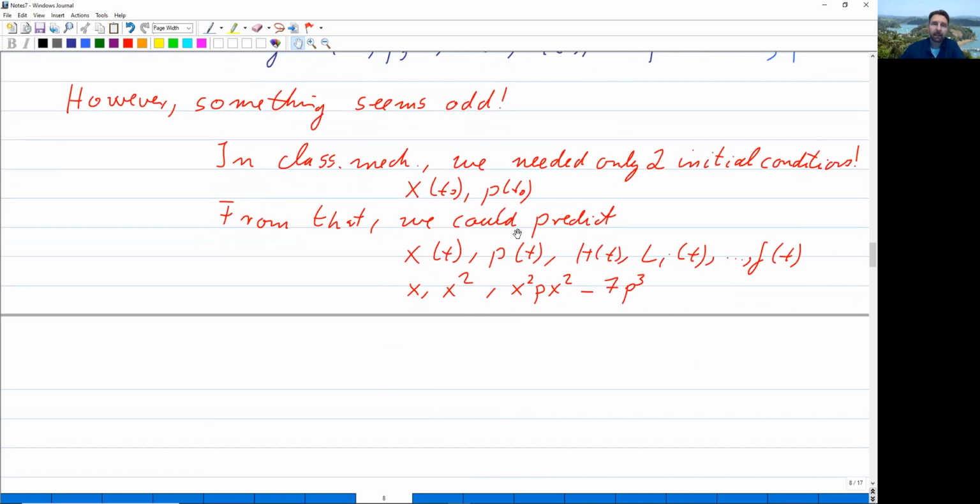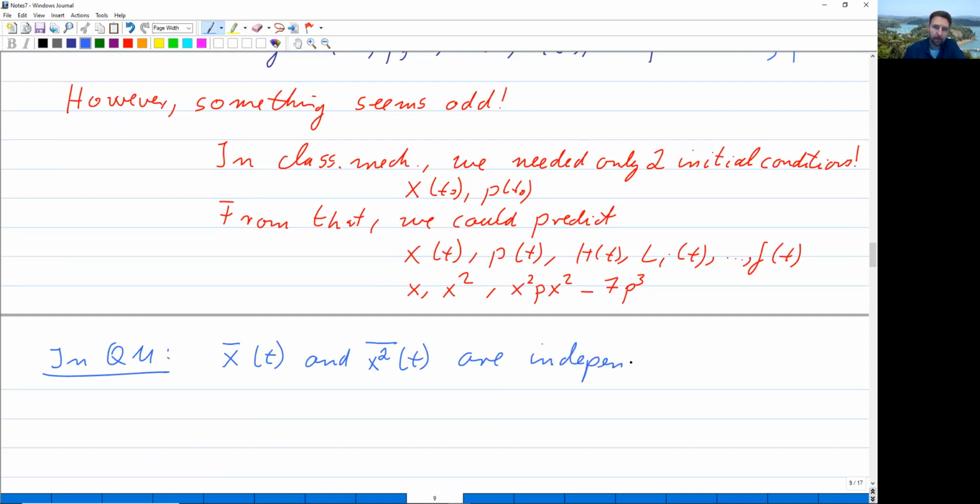The reason that we cannot in quantum mechanics, see, in quantum mechanics, x bar of t and x squared bar of t are, just as an example, independent predictions. And similarly for p bar and p squared bar, or for any polynomial. You see, just because we know what x bar of t is and what p bar of t is, it doesn't mean that we can calculate, that we know what some polynomial of x and p bar is, what the prediction for that is. How do we see that?